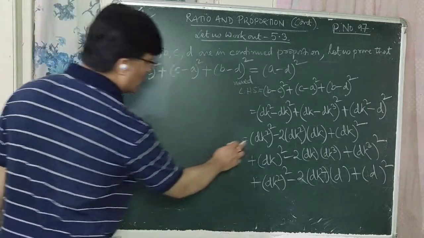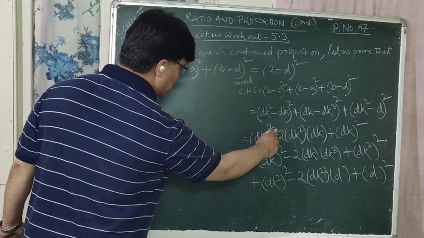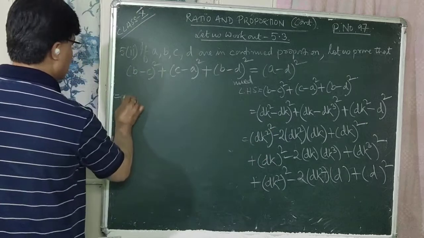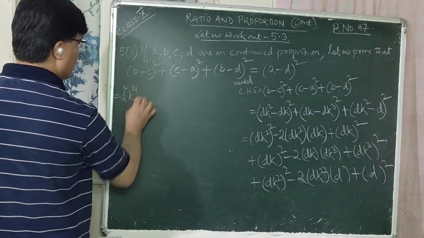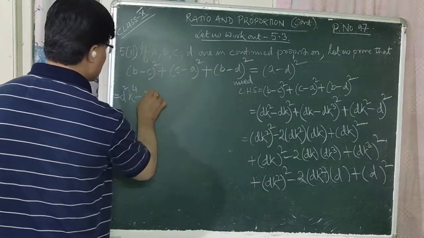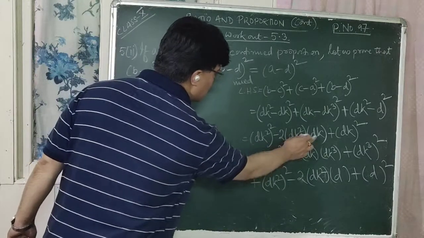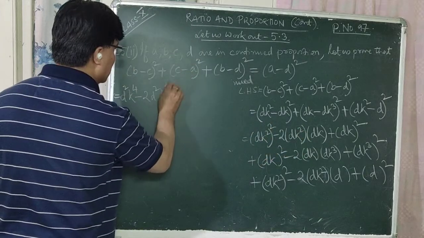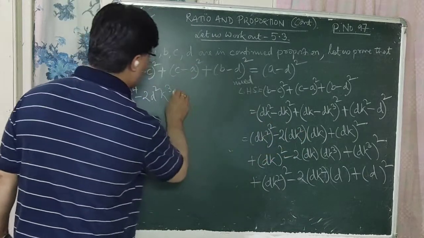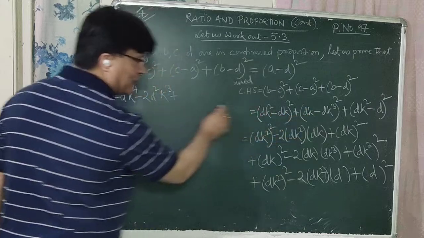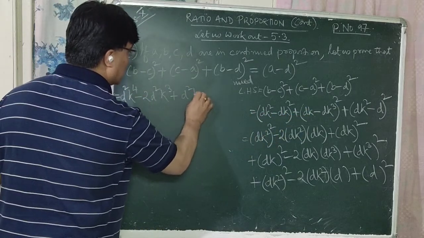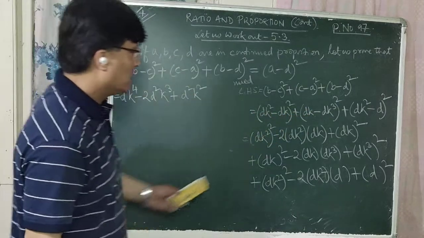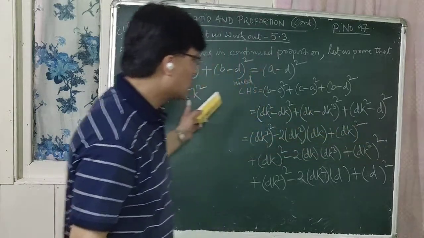So which is equal to, what is (dk²) whole square? The square is for both the terms, that is d²k⁴. Then minus 2 is there, you can multiply d into d, d², then k² into k, that is your k³, right? Plus, what is (dk) whole square? It is d²k², right? (dk) whole square is d²k².